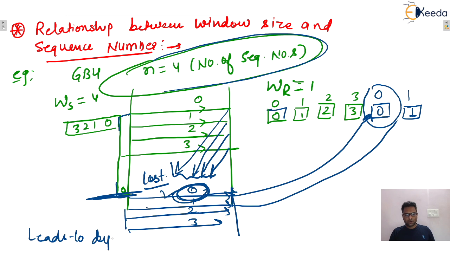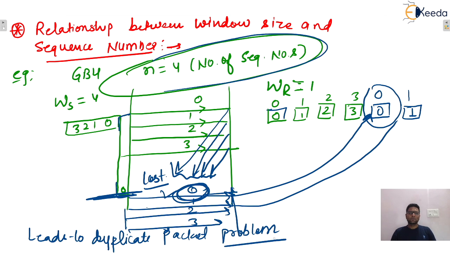So this problem leads to the duplicate packet problem, isn't it, guys? So you only tell me, what could be the solution for this particular problem? We can say that we need to increase the sequence numbers, isn't it? So here only 4 sequence numbers are there, then this problem may exist. I hope this one is clear to everyone, isn't it?